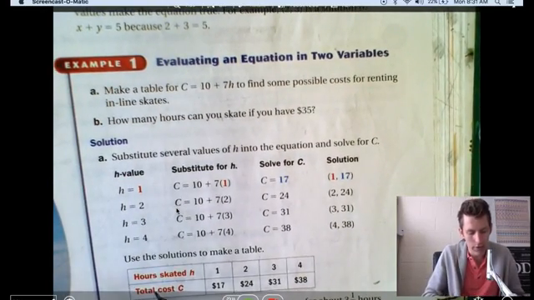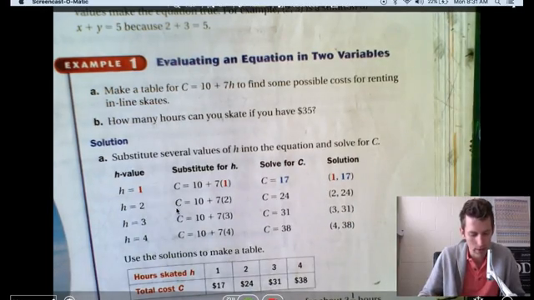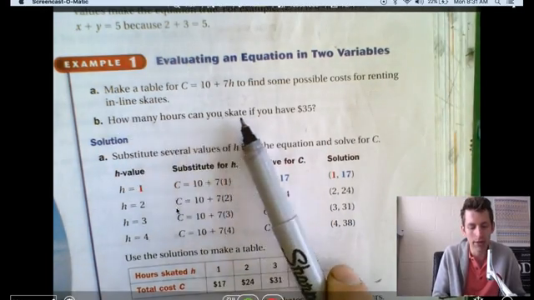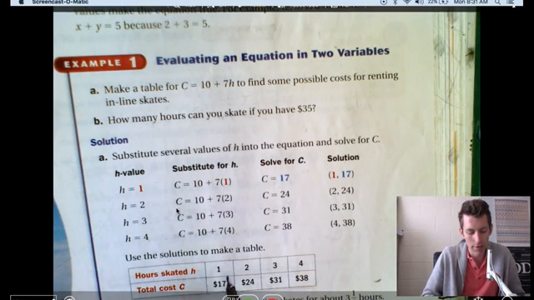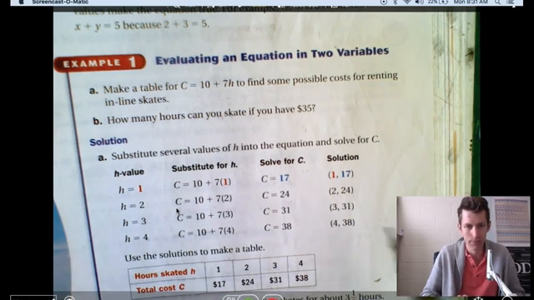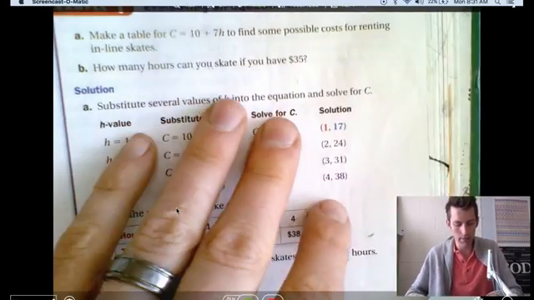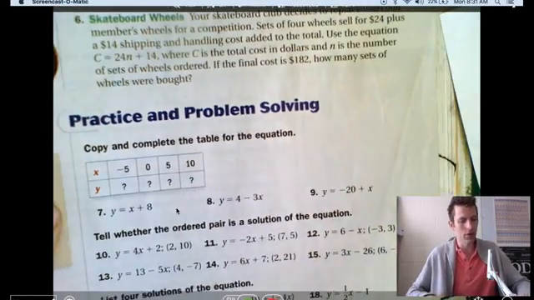All right, use the solutions to make a table. Hours skated, 1, 2, 3, 4. Total cost, 17, 24, etc. Okay, but then it asks, how many hours can you skate if you have $35? Well, if you have 35, you can definitely do 1 hour. You can definitely do 2. You can do 3, but you can't do 4. All right, fair enough. Let's try another one here.